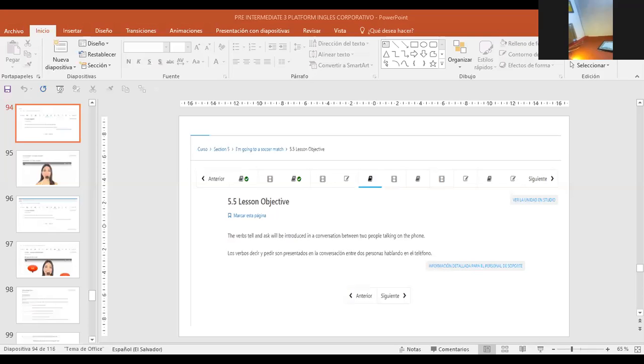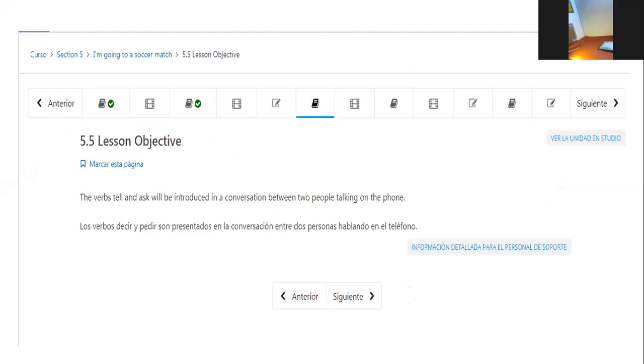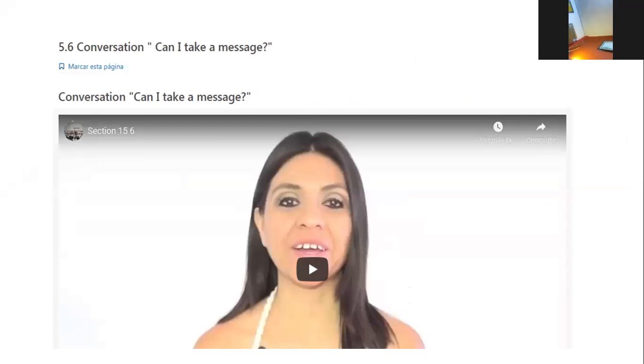For today, I'm going to share with you the platform so that you can see what part we are going to be working with. And here, you can see the 5.5 lesson objective. Can you watch my screen? Yes, teacher. Okay, excellent. It says, the verbs tell and ask. The lesson objective is that the verbs tell and ask will be introduced in a conversation between two people talking on the phone, right? This is going to be the topic for tonight.